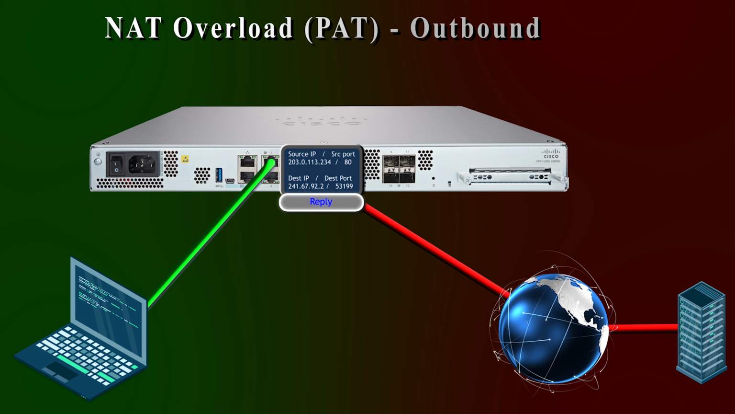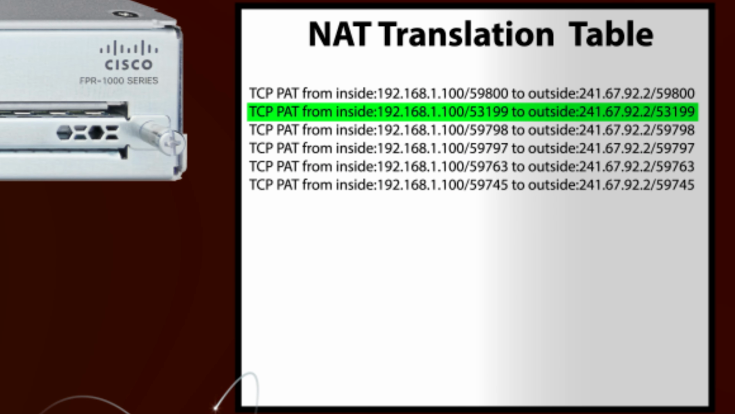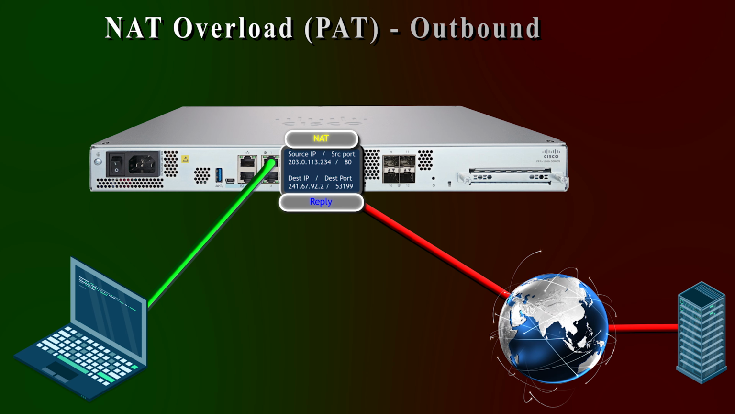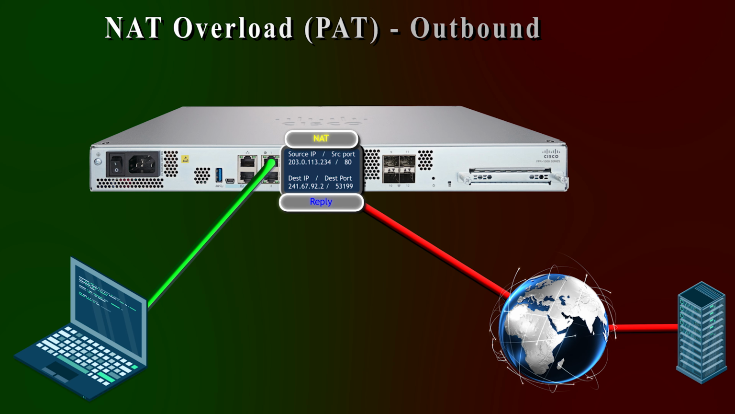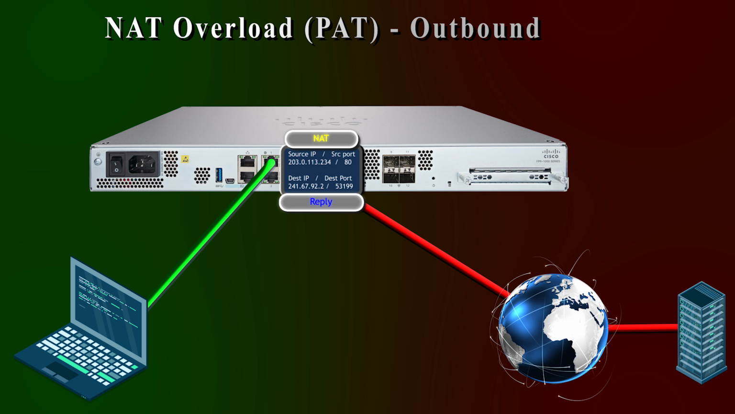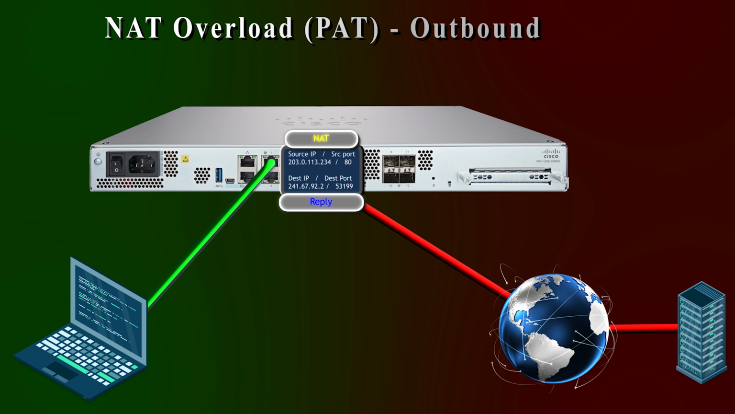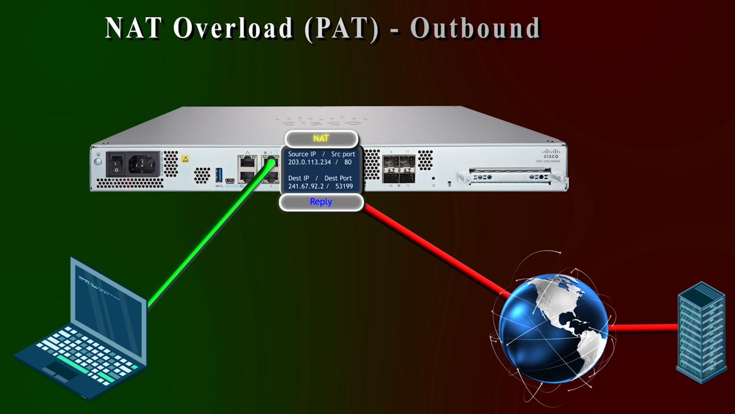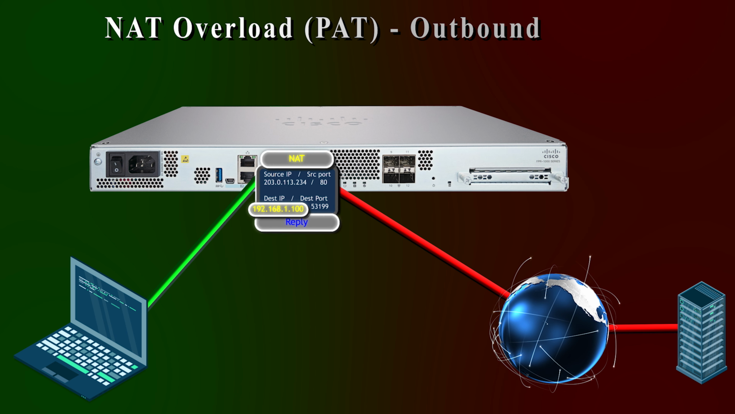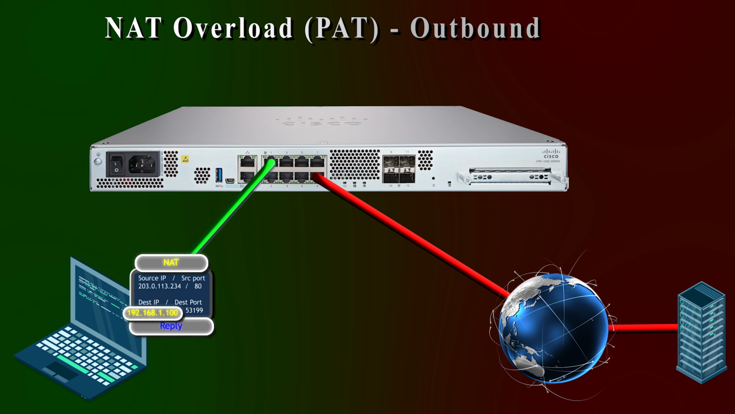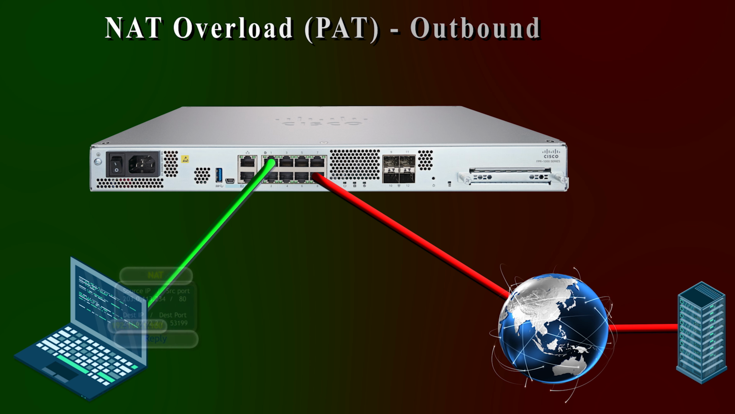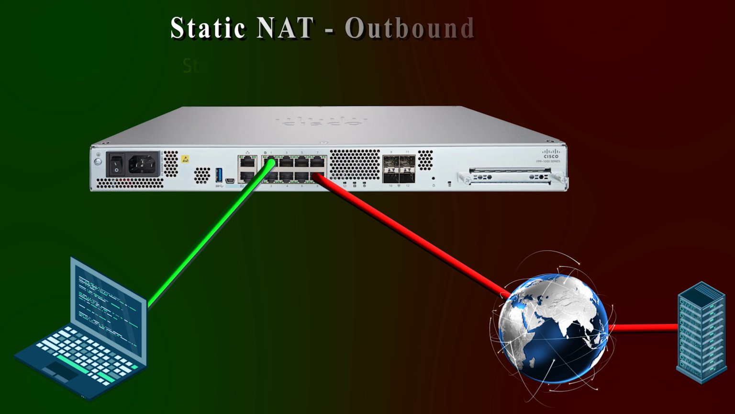The firewall maintains a NAT table so that when the reply packet comes back, it will reference that table to reverse this change. So now in this reply packet, the destination IP is our server, and NAT changes it from 241.67.92.2, which is public, to private 192.168.1.100.